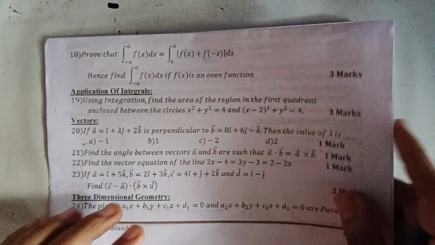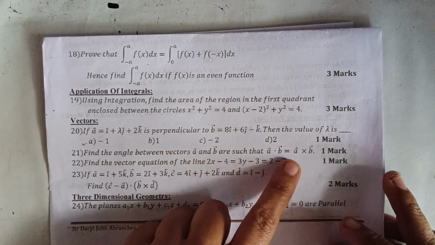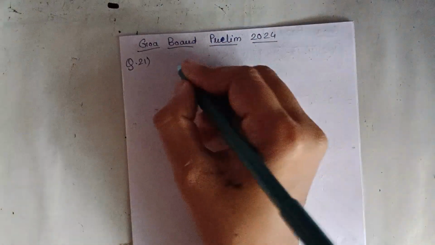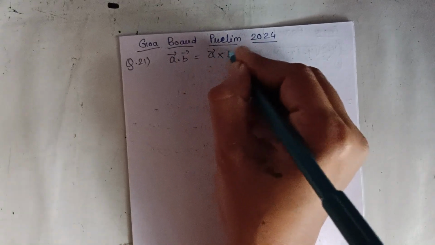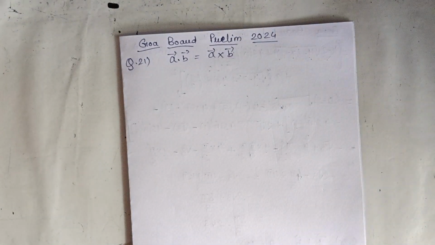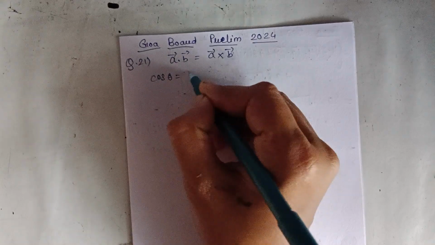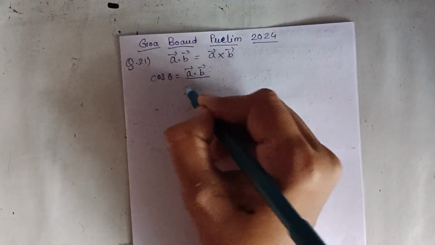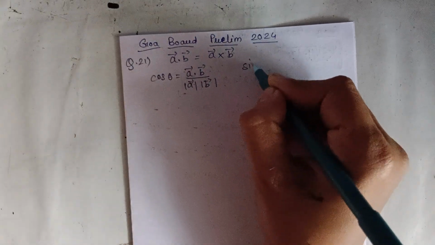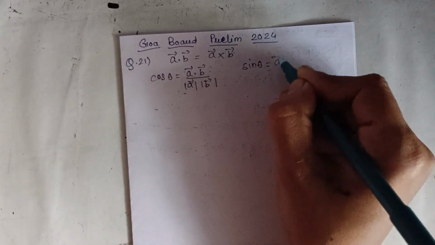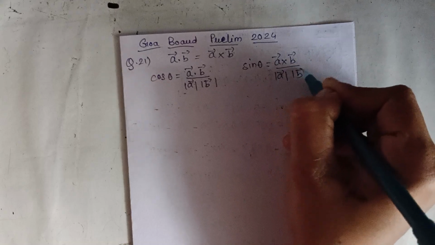Second question is find the angle between the vectors A and B such that A dot B is equal to A cross B. Okay, this condition is given. Now we know that we can write angle in terms of A dot B and A cross B. That is cos theta is A dot B upon magnitude of A into magnitude of B. Same way for cross product, sin theta is given as magnitude of A cross B upon magnitude of A into magnitude of B.